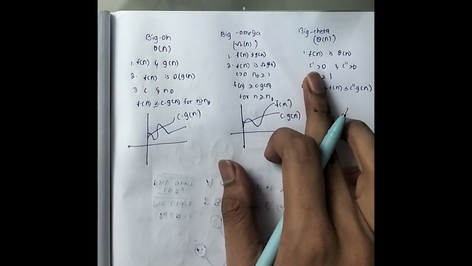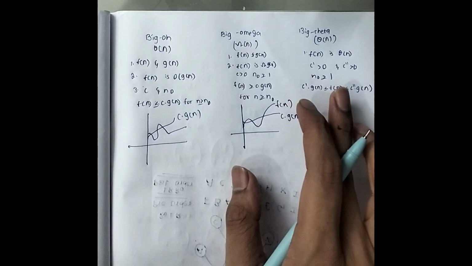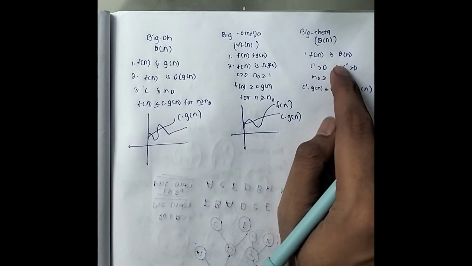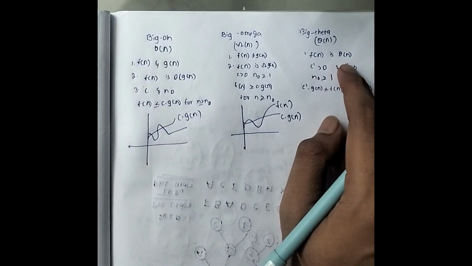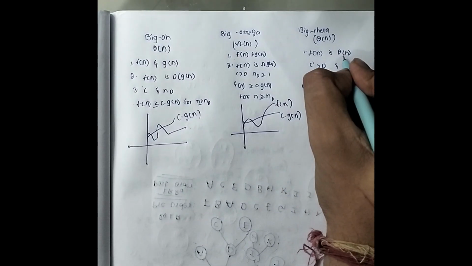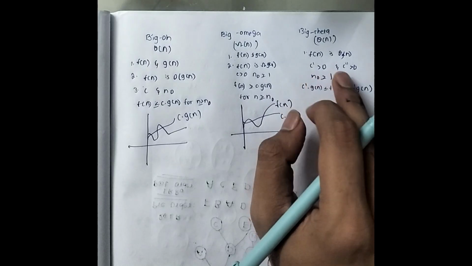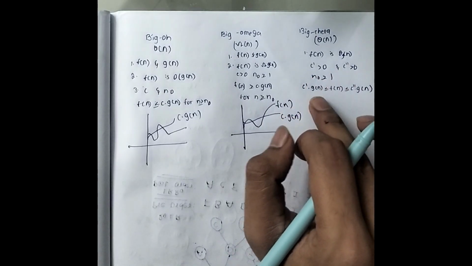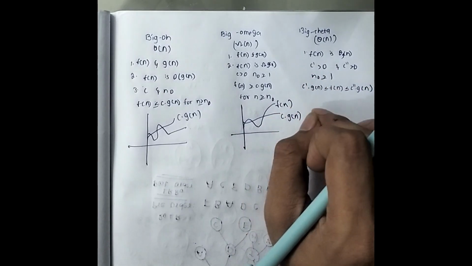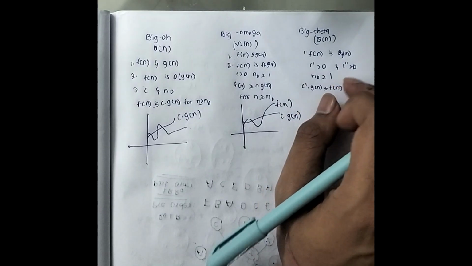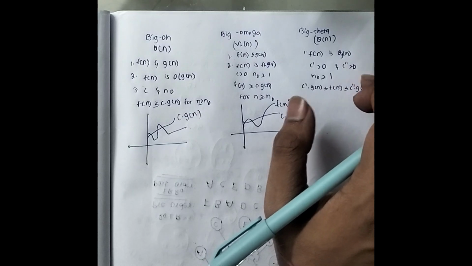So what is meant by big theta? Similarly, if f of n and g of n are two functions, f of n is big theta of g of n if there are constants c dash greater than 0 and c double dash greater than 0 and an integer n naught greater than or equal to 1, such that c dash into g of n is less than or equal to f of n, which is less than or equal to c double dash into g of n.